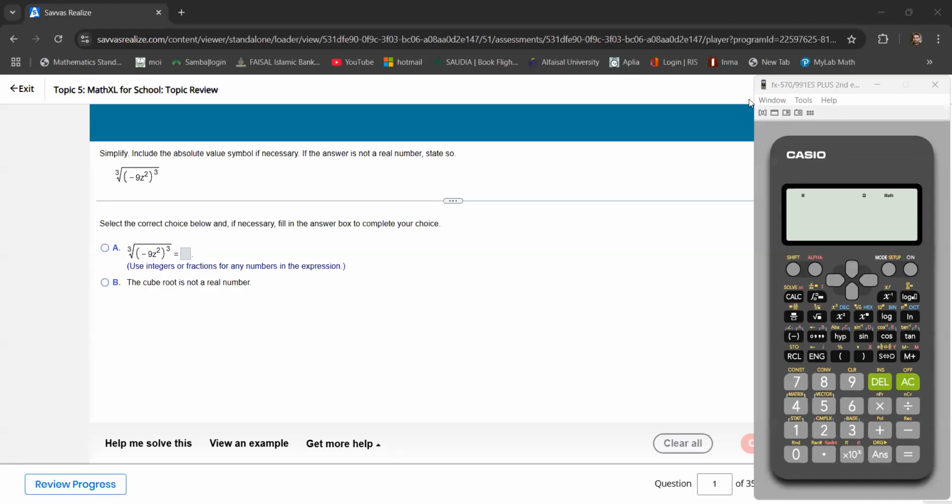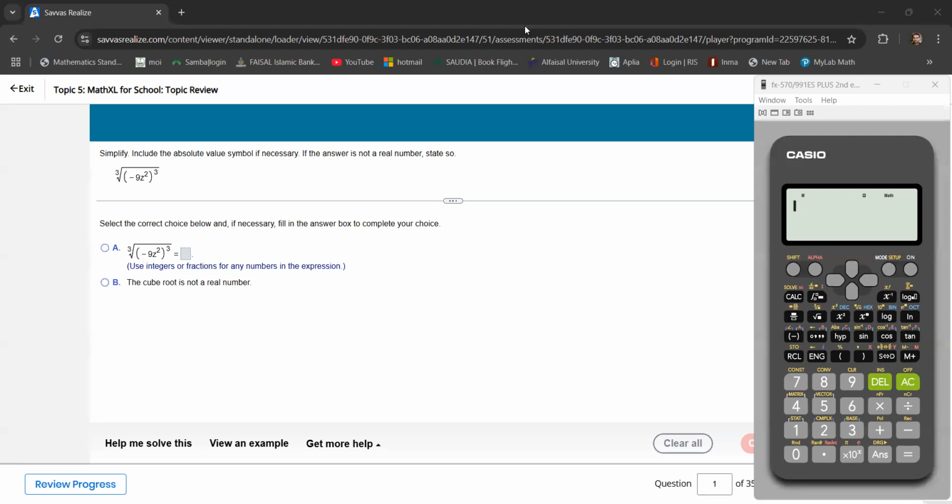This is review for chapter 5 and we are going to solve some questions together. So the first question: simplify, include the absolute value symbol if necessary. If the answer is not a real number, state so.